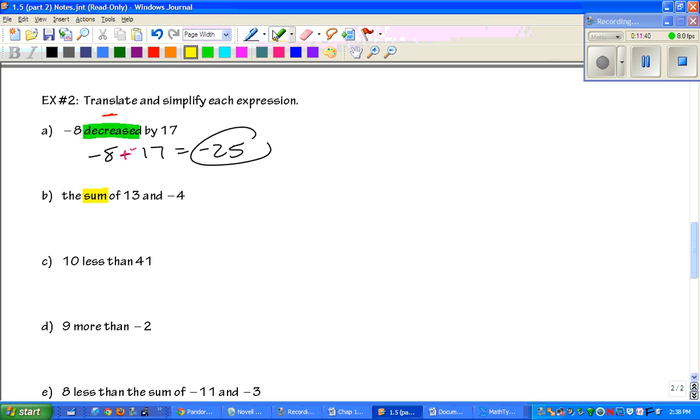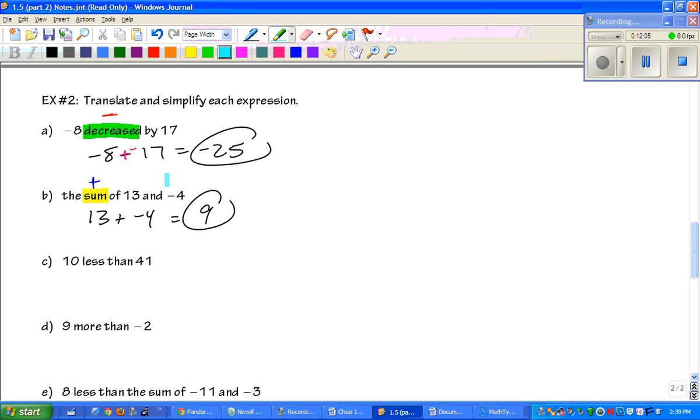Next one is saying the sum. Sum is telling me that we need to add. So we're going to add 13 and negative 4. Those are different signs. Positives are bigger. Subtract 13 and 4, which gives us 9, and it stays positive.